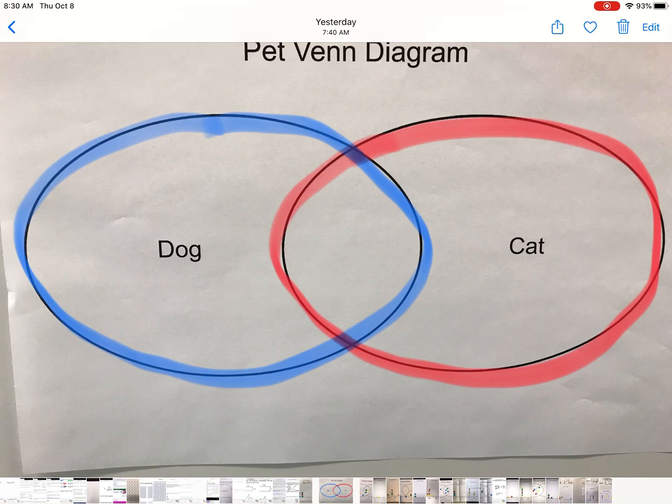Now, you could take a second and pause and just look at this. If you have a dog, where would you go? If you have a cat, where would you go? What if you had a dog and cat? Where would you go? And if you had no pets, where would you go? And lastly, what if you had 8 turtles? Where would you go? Right?